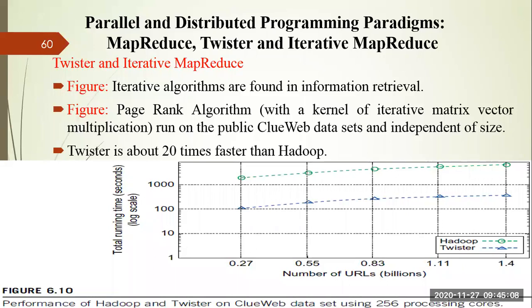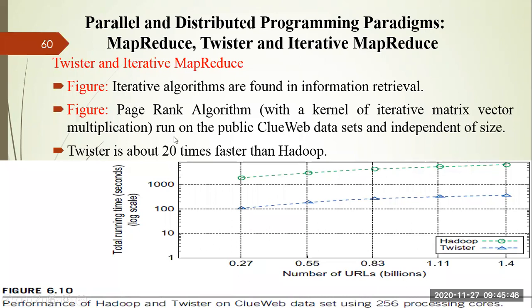So here you can see in this figure that iterative algorithms are found in information retrieval applications. And Twister is working better in this case in comparison to Hadoop. Like you know that whenever you are searching something in Google, the web page which is highest visited or mostly referred comes first. That is called the page rank algorithm. This page rank algorithm is nothing but a kernel of iterative matrix vector multiplication.